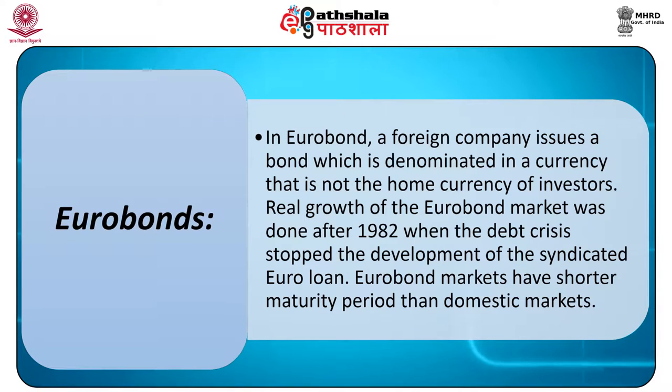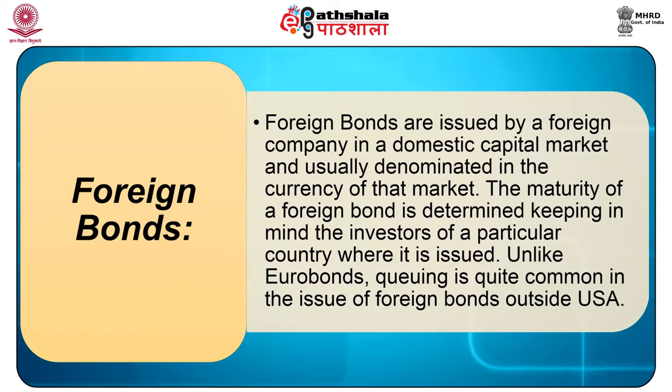Euro notes are bearer promissory notes which are short-term, fully negotiable and are issued at a discount to face value. They typically have a short maturity of 1, 3 or 6 months. On the other hand, Euro MTNs are medium-term bearer notes having small denominations with maturity ranging from 1 to 5 years. Foreign bonds. Foreign bonds are issued by a foreign company in a domestic capital market and usually denominated in the currency of that market.